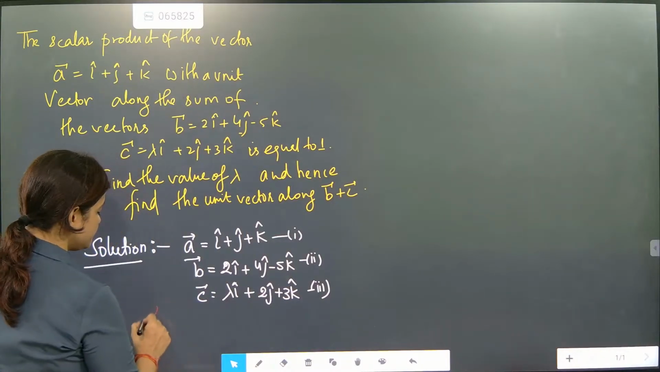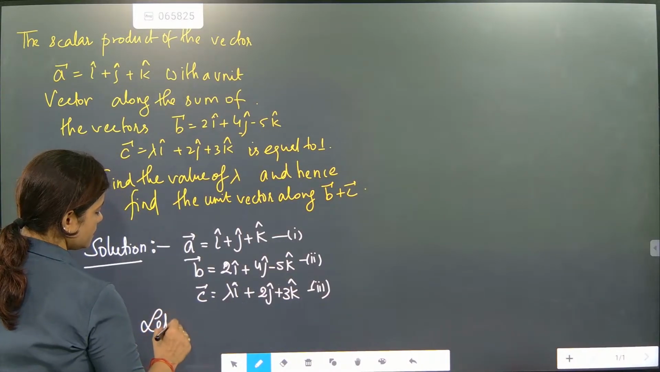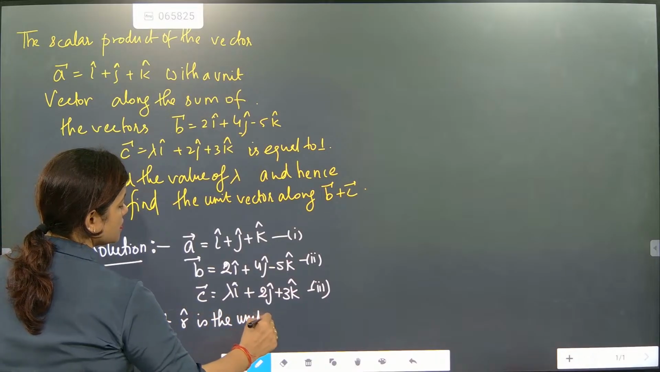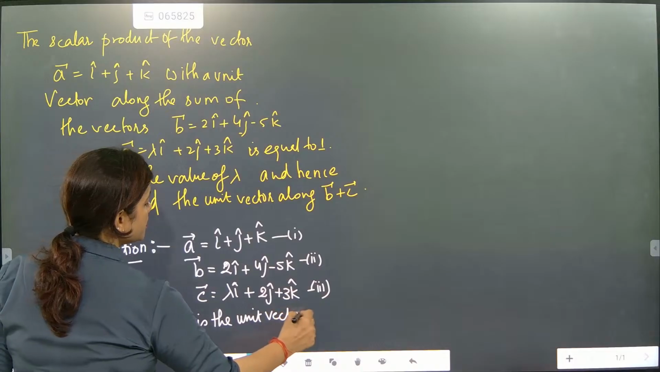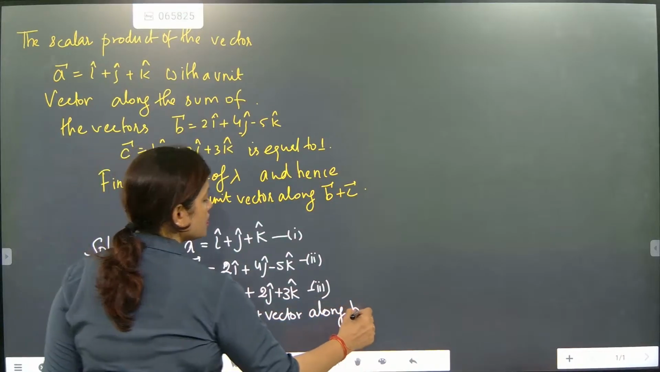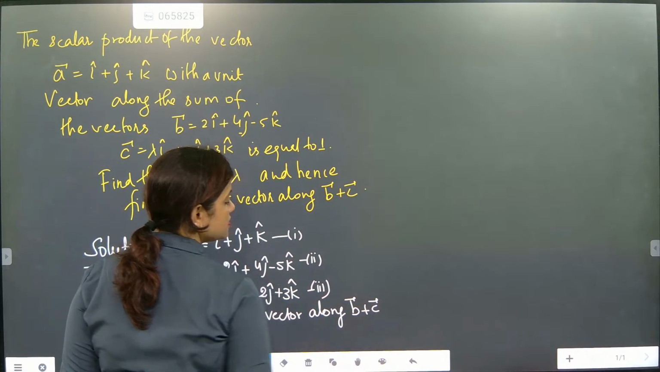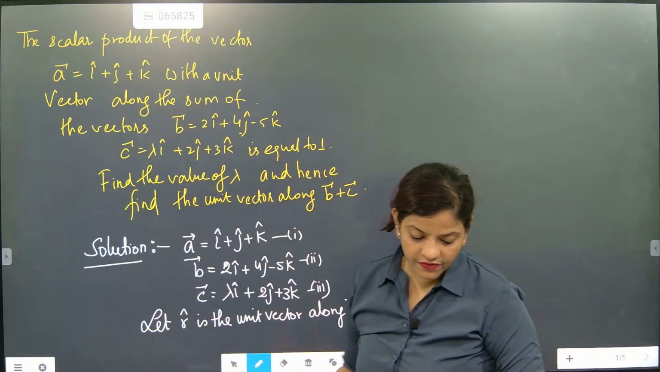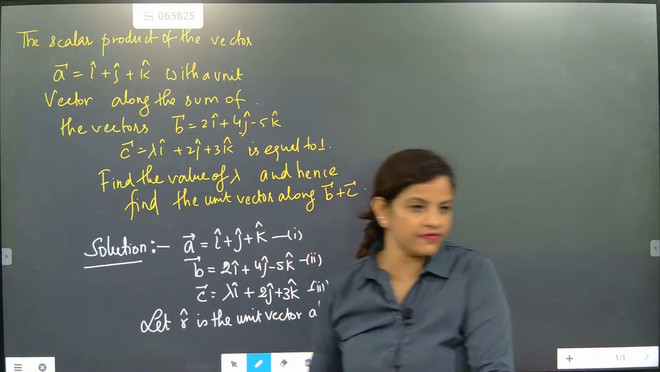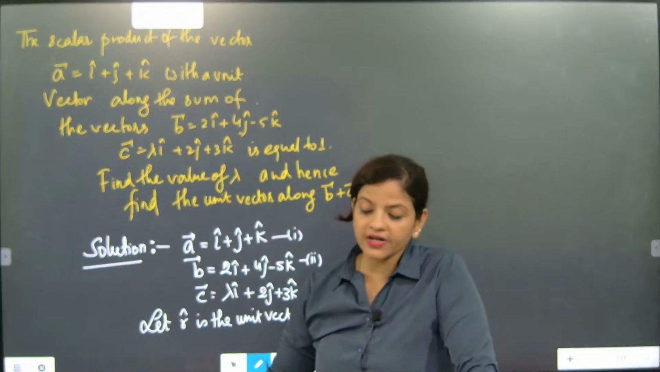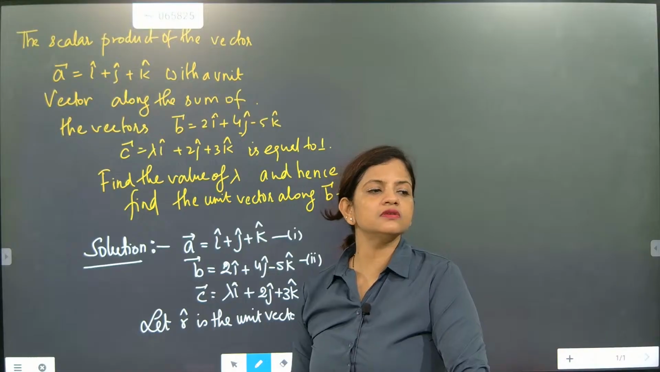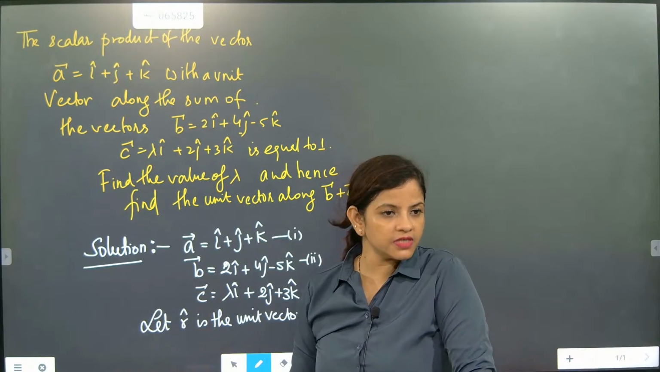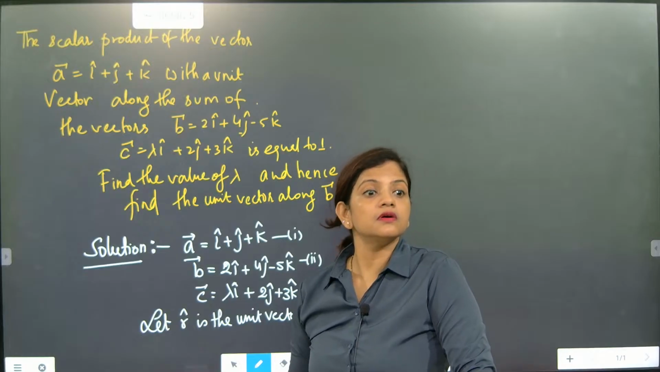So let this be the unit vector along b vector plus c vector. They have written unit vector along b vector and c vector. So beta, what is the speciality of the unit vector along b vector plus c vector? Say R is the unit vector.